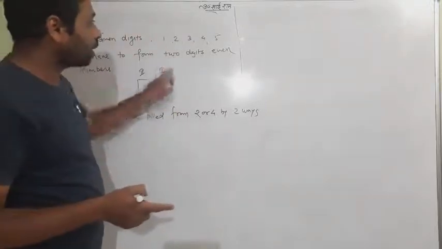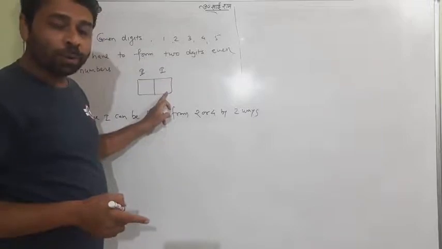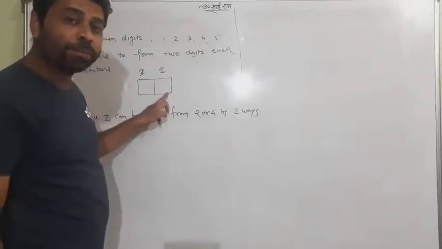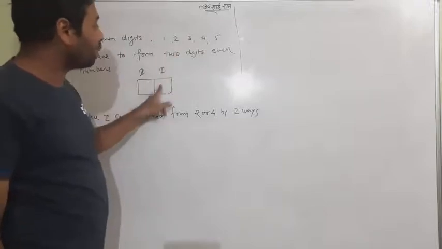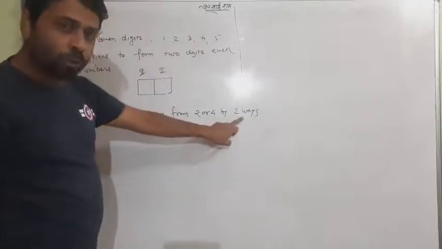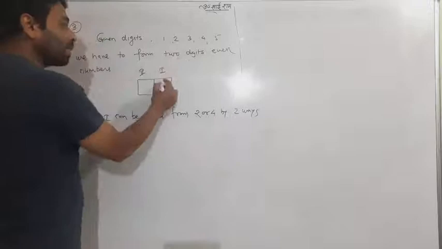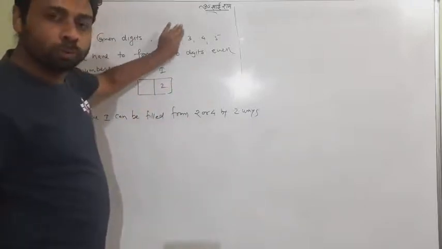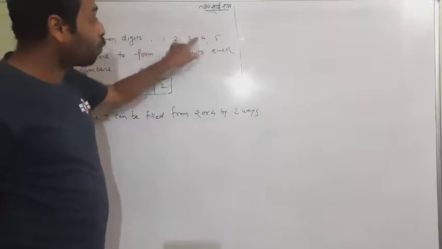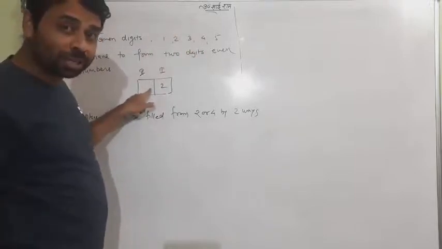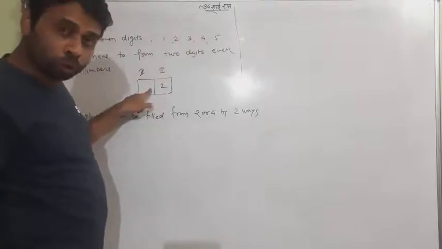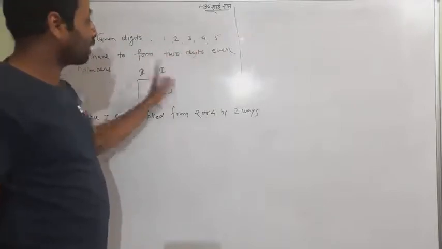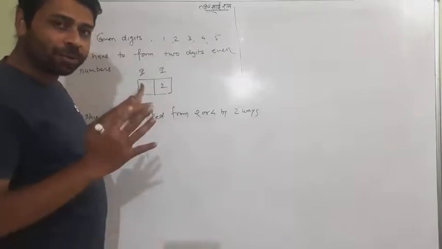1 cannot come here, 3 cannot come here, 5 cannot come here. When they come, it will be an odd number. But what we are told to create is only an even number, so 2 can come here or 4 can come here. So this is by 2 ways. Okay, suppose 2 has been put here. Now 2 will not be there, so 1, 3, 4 also can come here. Please don't think that 4 cannot come here. 4 also can come here. So 1 can come here, 3 can come here, 4 can come here, 5 can come here. How many? This is definitely 4.